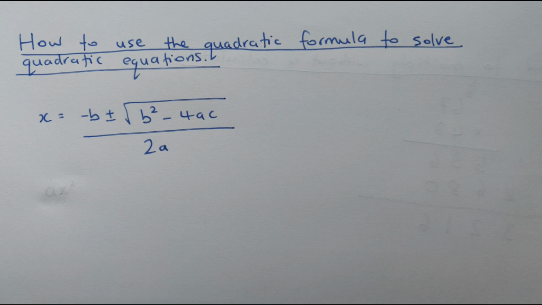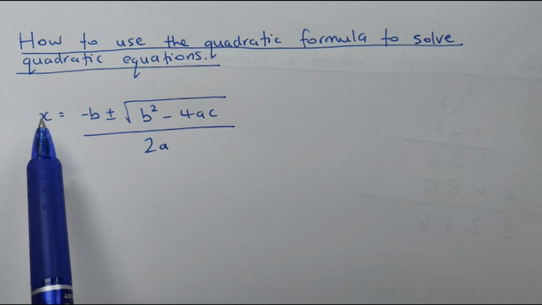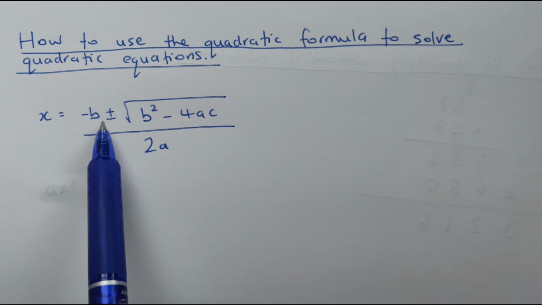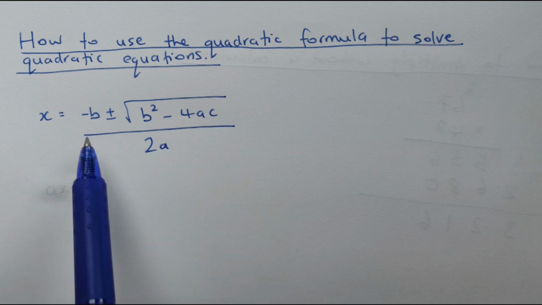In this video I'll be going through how to use the quadratic formula to solve quadratic equations. So what is our quadratic formula? It's x equals minus b plus or minus the square root of b squared minus 4ac over 2a.